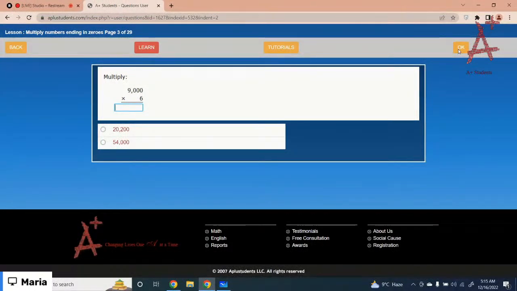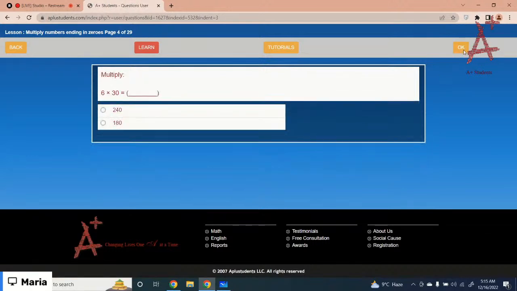Multiply the non-zero numbers. 9 times 6 is 54. You have three zeros with 9000, so count the zeros. You have three zeros, so add the zeros at the end of the 54. Got it? So it would be 54,000. Select the correct option and click on the OK button.